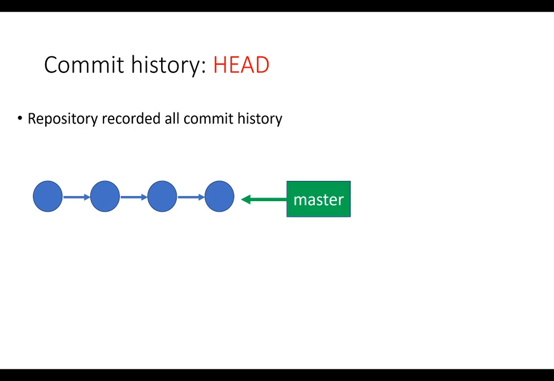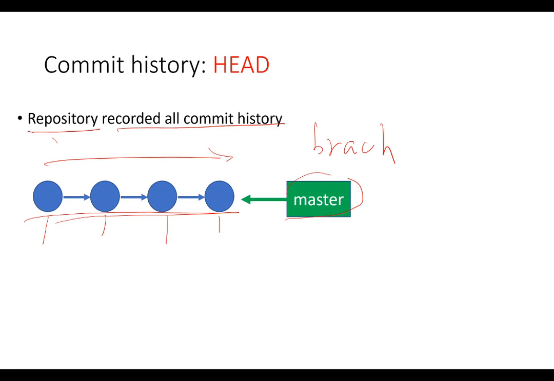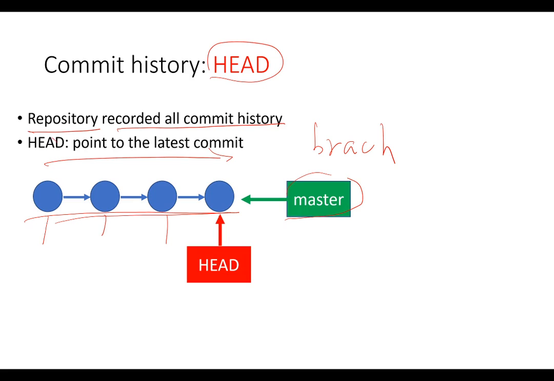Let's see this PowerPoint commit history. This is the first commit, second commit, third commit, fourth commit. The repository recorded all the commit history, and this development line has a default name called the master branch. This is the main branch. And there is a HEAD pointer pointing to the latest commit of the repository.